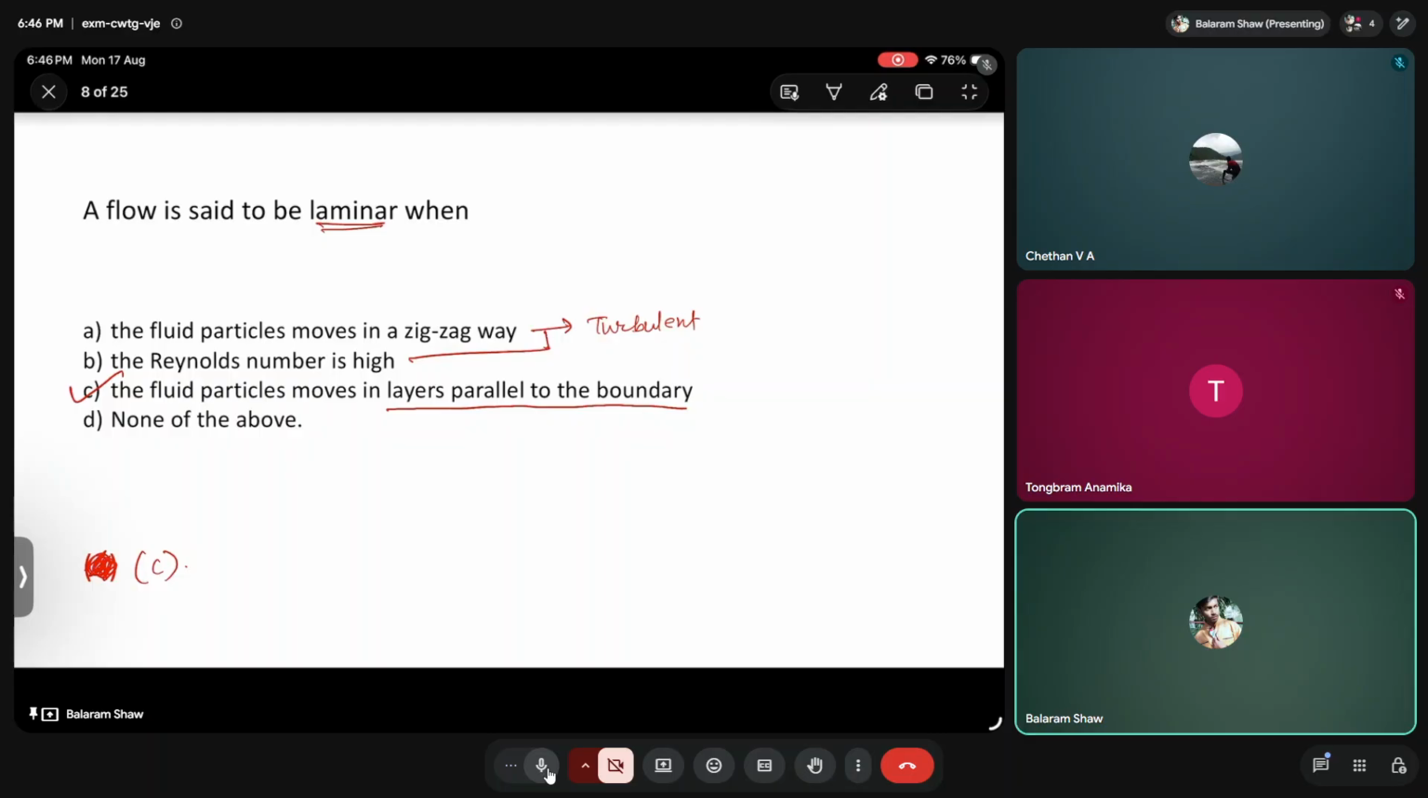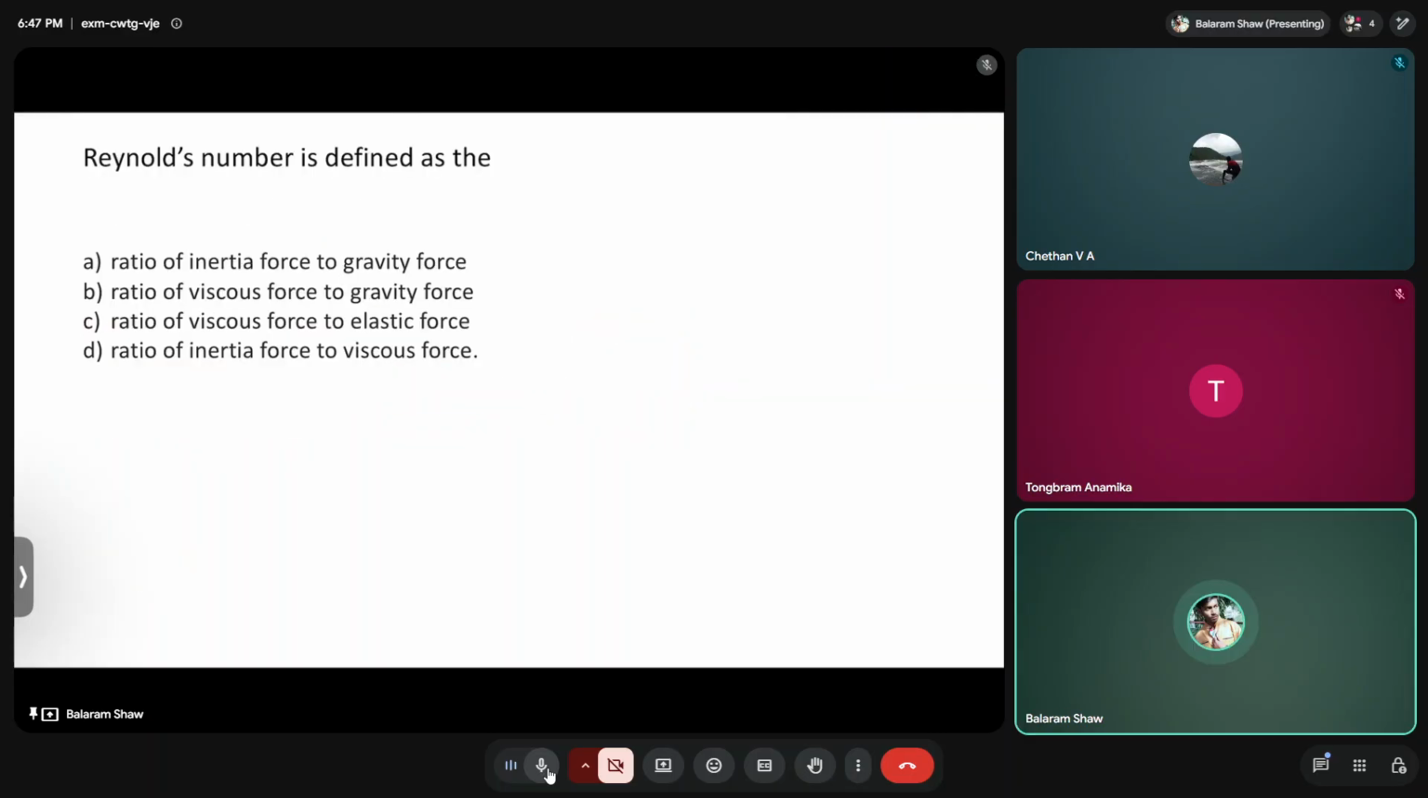Okay, we'll move to the next question. It is easy. Reynolds number is defined as the ratio of, options are: A, the ratio of inertia force to gravity force. Option B, ratio of viscous force to gravity force. Option C is ratio of viscous force to elastic force, and option D is ratio of inertia force to viscous force.